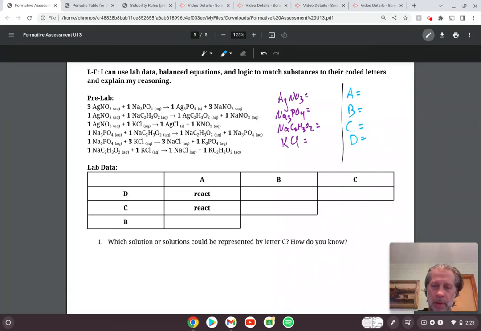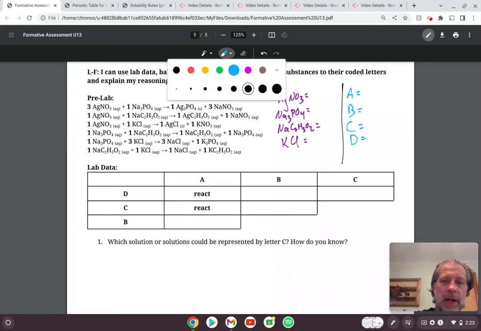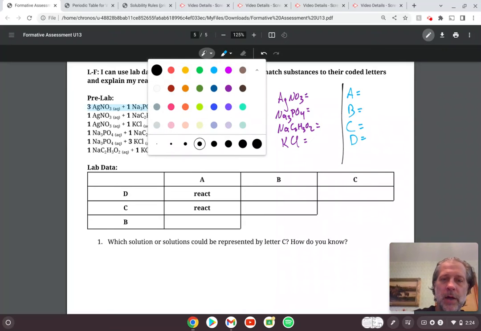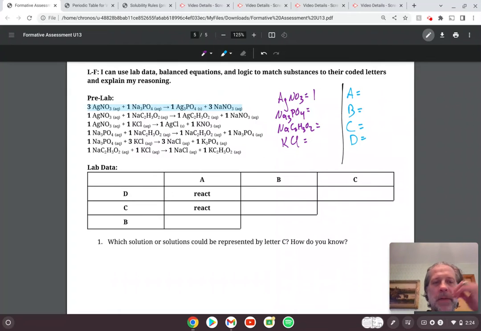So the first thing you're going to probably want to do is count up the number of times each of the reactants react. Starting with AgNO3 and Na3PO4, in this very first reaction, I see that there is a solid that's produced. So that tells me that AgNO3 reacts at least one time.